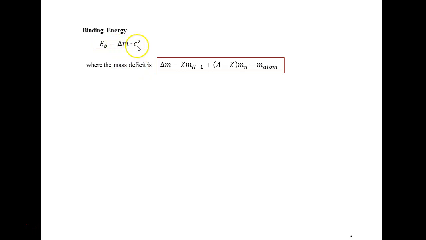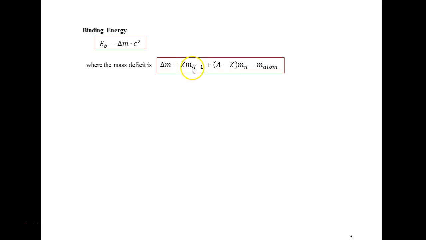Once you have that, you multiply by c squared, as Einstein tells us, and you will get the binding energy. So how do you find the mass deficit? Okay, you take the number of protons, and we're going to multiply by the mass of a hydrogen 1 atom. Because we have to use atomic masses, hydrogen 1 is just a proton, right?